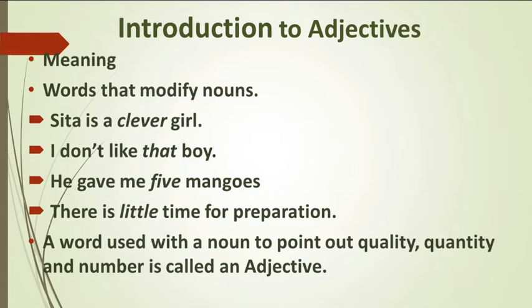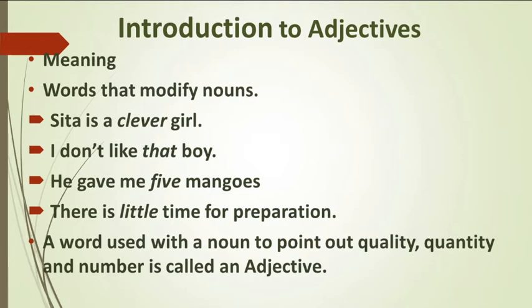The meaning of adjectives: words that modify nouns. It means an adjective is a word which modifies the meaning of a noun or a noun phrase by expressing something in addition to it. Let's look into the examples. Sita is a clever girl. I don't like that boy. He gave me 5 mangoes. There is little time for preparation.